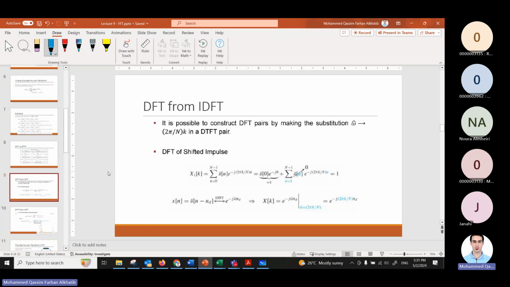How to get the DFT from the IDFT? It's possible to construct the DFT pairs by making a substitution. It's an optional step, you don't have to worry about it.